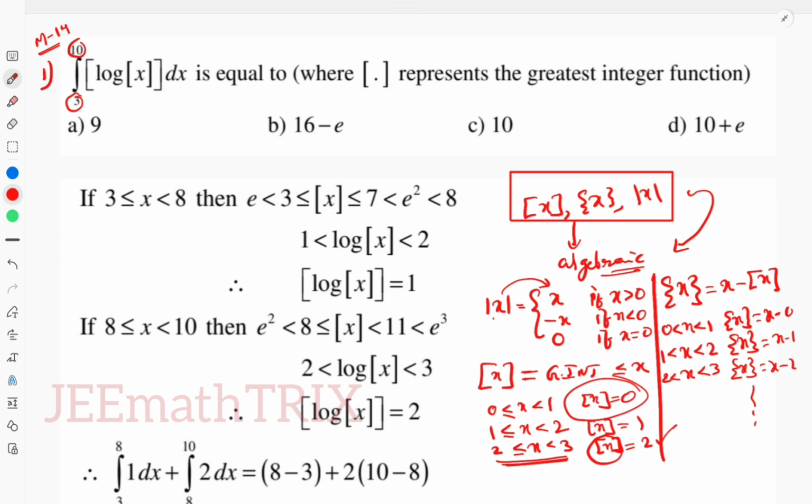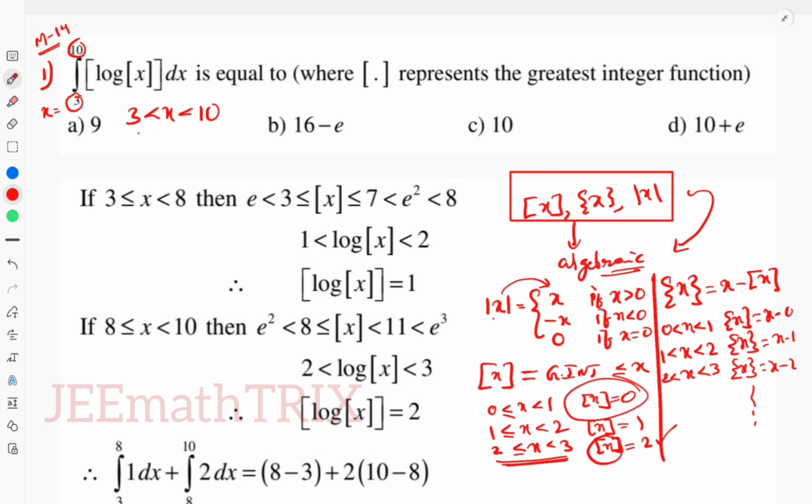Now come to the question. The limits given are 3 to 10. These limits are for x. So 3 is less than x less than 10. Then what are the possible values of the integral part of x? It can be 3, 4, 5, and so on up to 9.